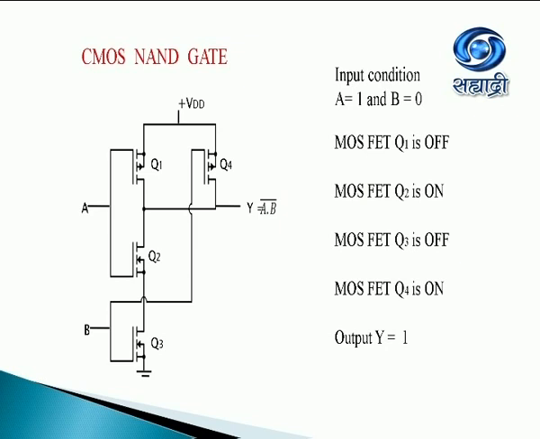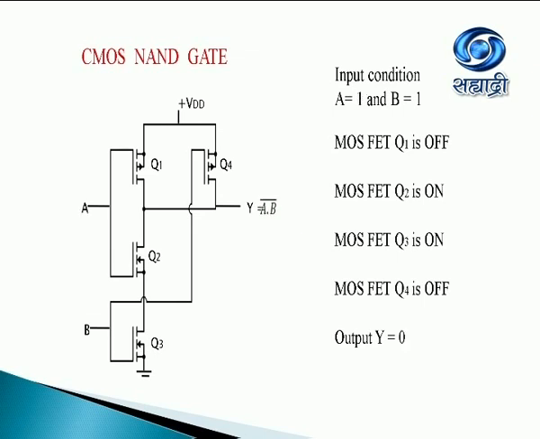If we consider second condition A is equal to 1 and B is equal to 0, MOSFET Q1 is off, MOSFET Q2 is on, MOSFET Q3 is off, and MOSFET Q4 is on. So Y is equal to 1. In third condition, A is equal to 0 and B is equal to 1, also we have MOSFET Q1 is on, Q2 is off, Q3 is on, and Q4 is off, so Y is equal to 1.